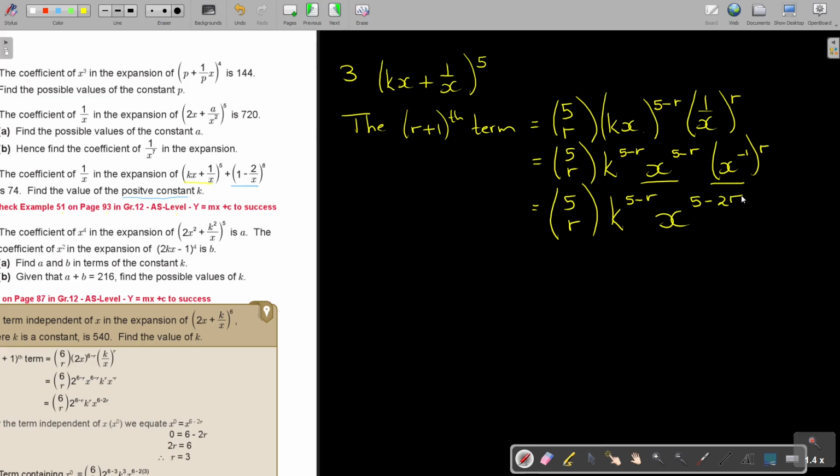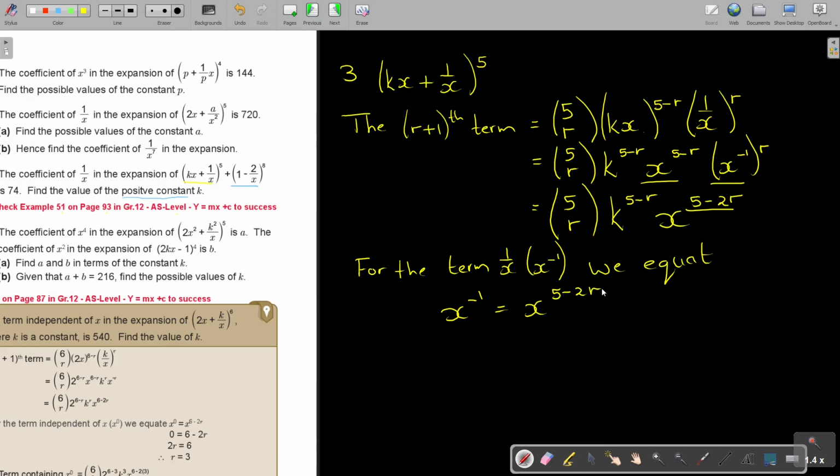Okay, now let's just keep to the yellow. So for the term 1 over x, and don't forget it's x to the power negative 1, we equate. And what do we equate? We equate this, so we can say x to the power negative 1 equals that x to the power 5 minus 2r. So I'm going to say negative 1 equals 5 minus 2r. Bring the 2r over, bring the 1 over, and I get that the value of r is 6 divided by 2, and that will be 3.